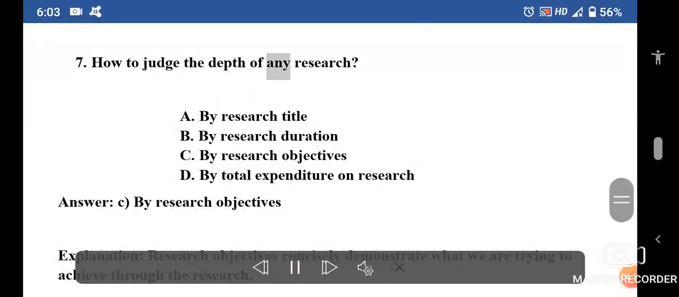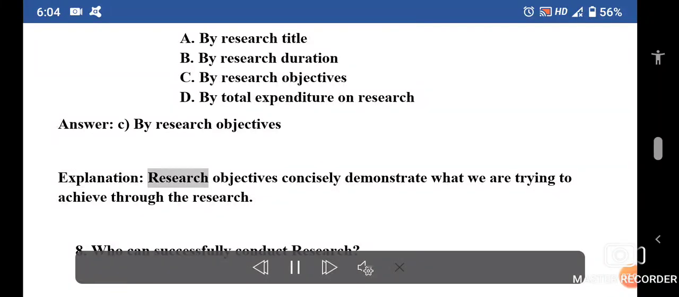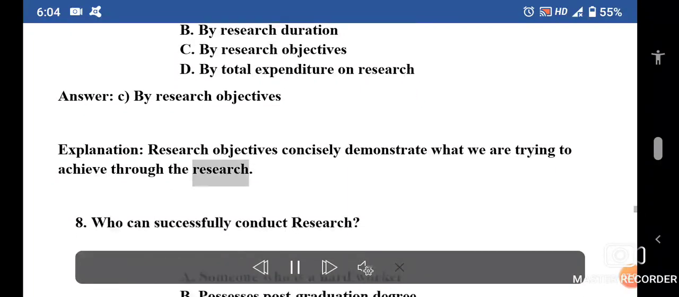How to judge the depth of any research? By research title, by research duration, by research objectives, by total expenditure on research. Answer C. By research objectives. Explanation: research objectives concisely demonstrate what we are trying to achieve through the research.